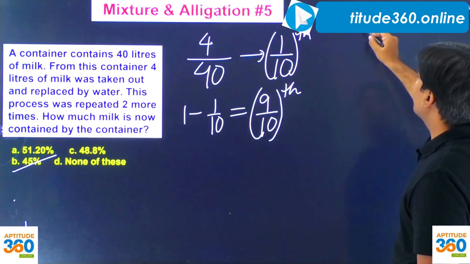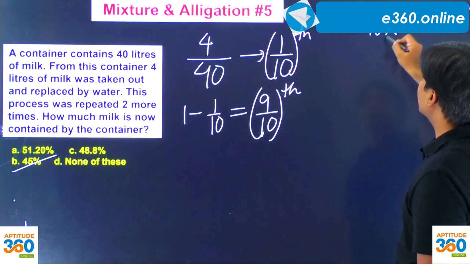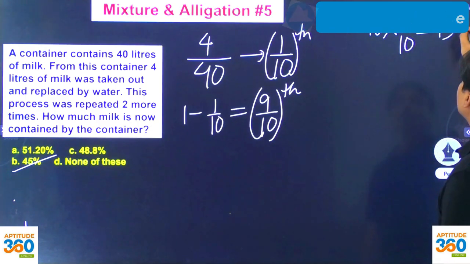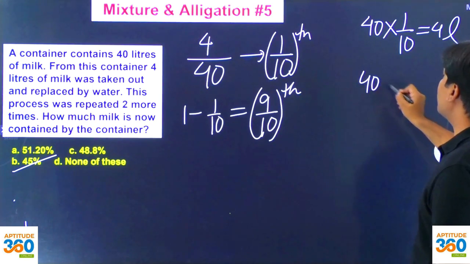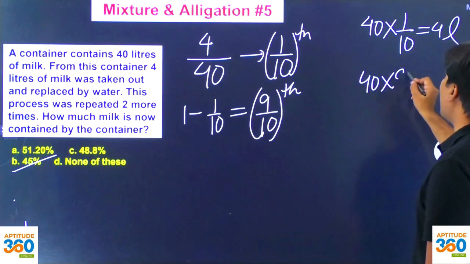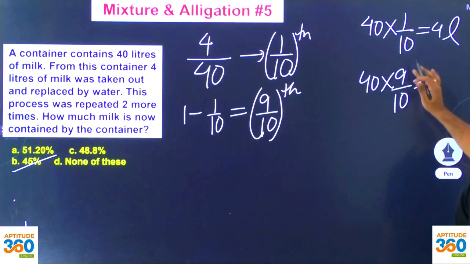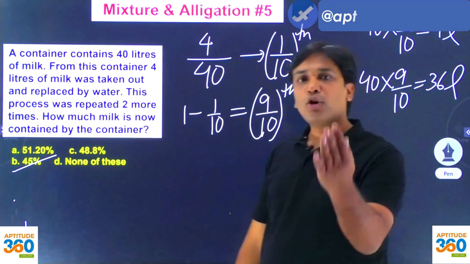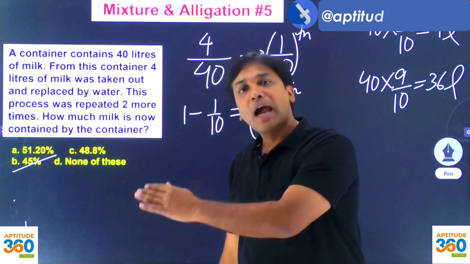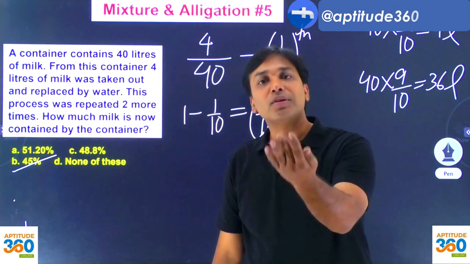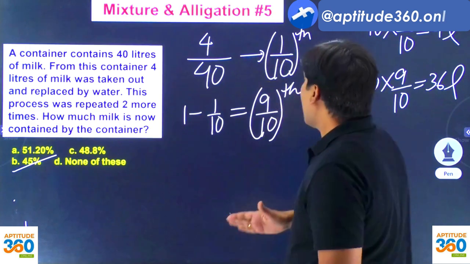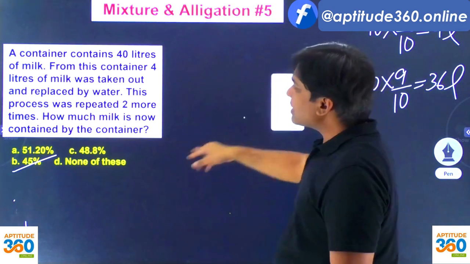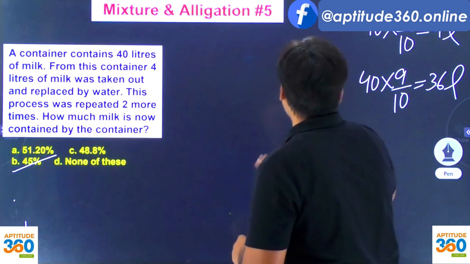Kaise? 40 × 1/10 is equal to 4 liter, and 40 × this have an understanding of this multiplying factor. So this is coming out as 36 liter. So 4 liter is going away. And what is the milk that you're left with? 36 liters, isn't it? And this process is being done how many times? This process is being done 2 more times. So I would write this.